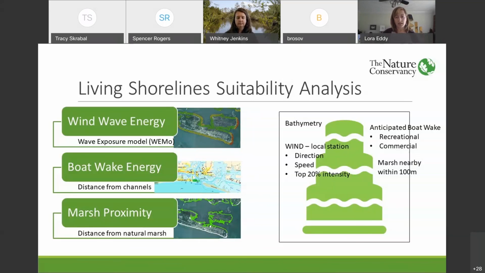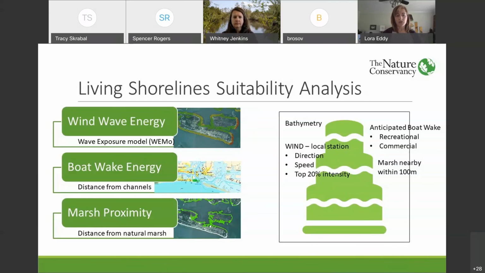Also plugged into that model was the wind from a local station at Cape Lookout. And what they used was both direction, so that's attending to some of those criteria that Spencer covered, and speed, and what they utilized was the top 20% as far as intensity. So we're getting the maximum exposure in those areas. And then the model generated waves as far as the size and frequency, and it measured the maximum shoreline wave energy at these 50-meter points. That was the first factor.